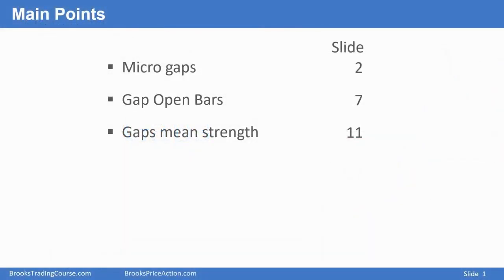I'm going to begin by talking about micro gaps. These are very small gaps that most traders do not even realize exist. One type of a micro gap is a gap open bar, where the open of a bar is above or below the close of the prior bar. And that often is an indication of what the market is trying to do. And I want to make the point that gaps mean strength.